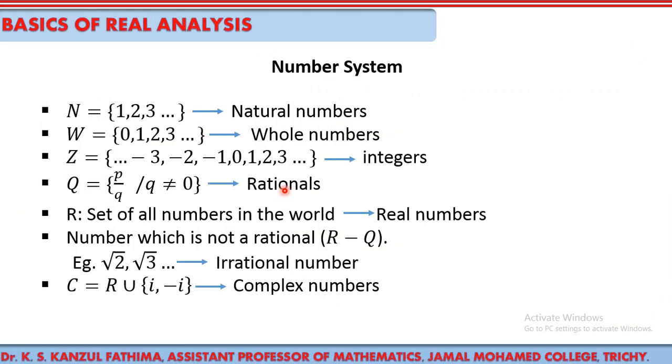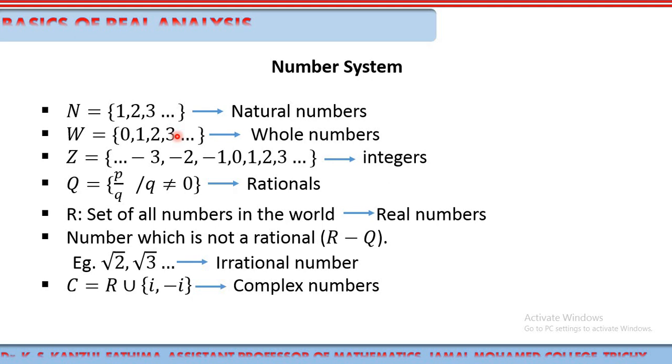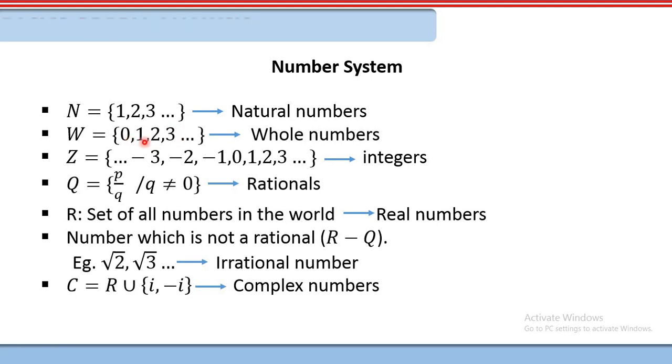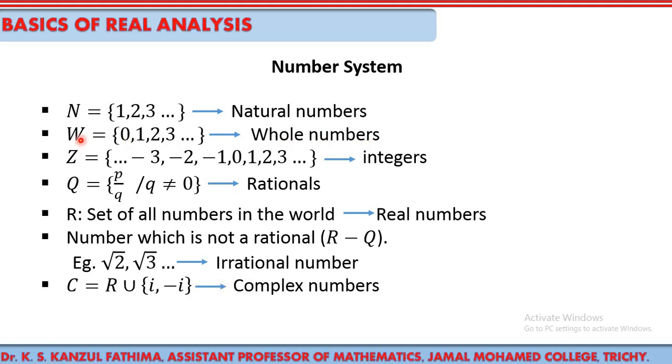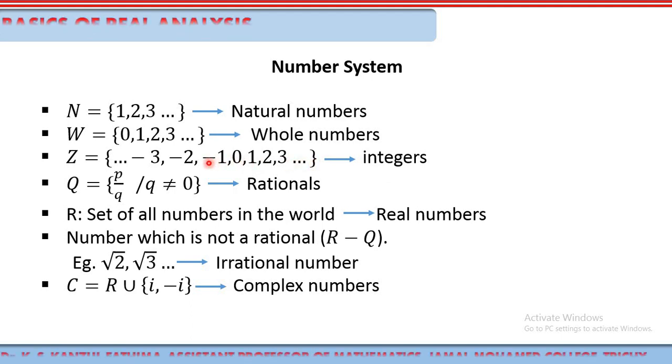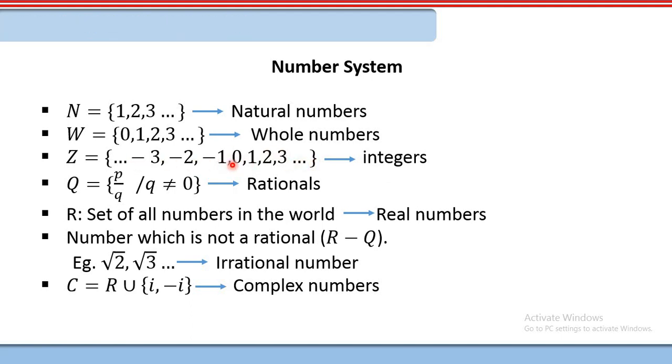Next one is number system. Already we know this number system, we just recall. The collection of all numbers from 1 to infinity is said to be natural numbers and is denoted by N. The collection of all numbers from 0 to infinity is said to be whole numbers and is denoted by the symbol W. If we include negative numbers, that is minus infinity to plus infinity, 0, 1, 2, 3, etc. Similarly, minus 1, minus 2, minus 3. This collection is said to be integers and is denoted by Z.